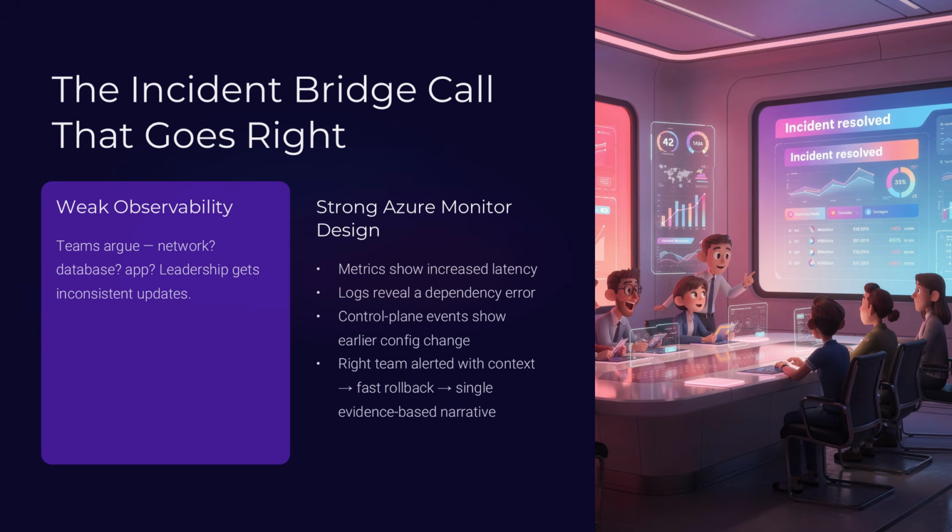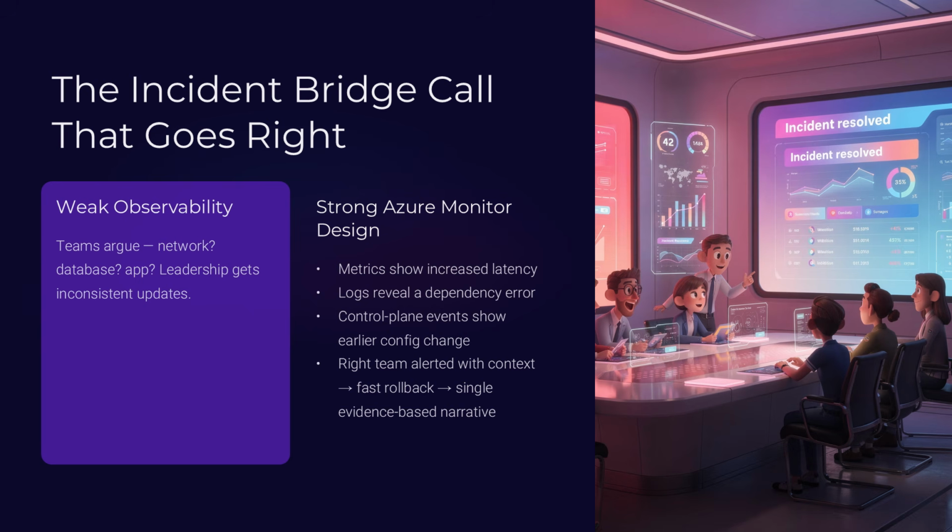In a weak observability model, teams argue about whether it is the network, the database, or the application, and leadership receives inconsistent updates. In a strong Azure Monitor and Log Analytics design, you quickly correlate metrics showing increased latency, logs showing a dependency error, and control plane events showing a configuration change earlier in the day.